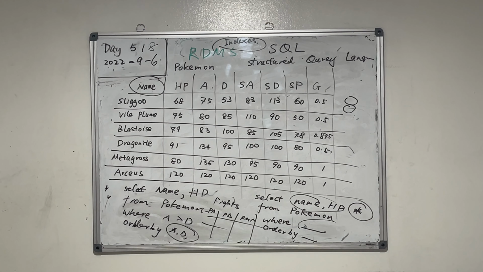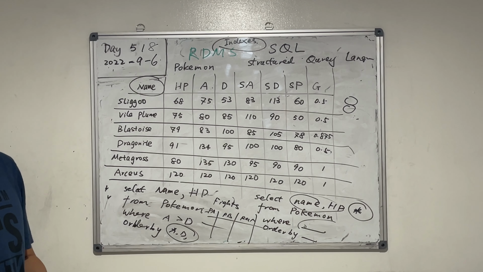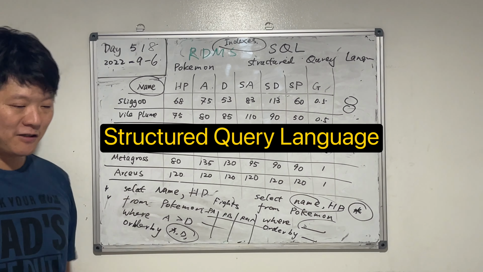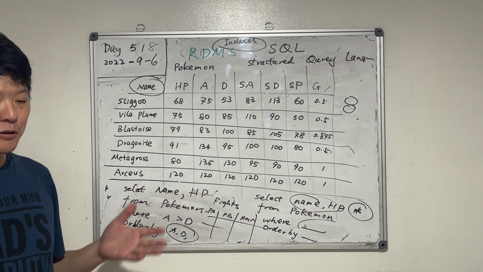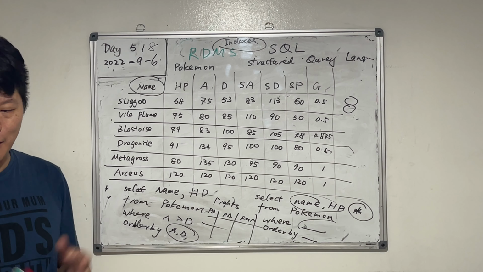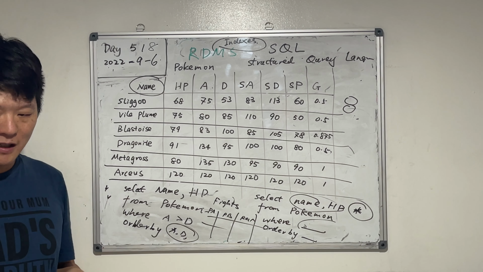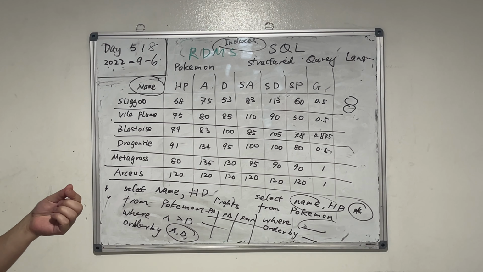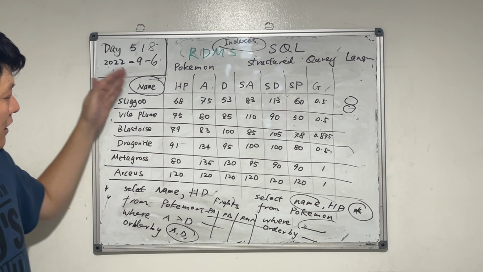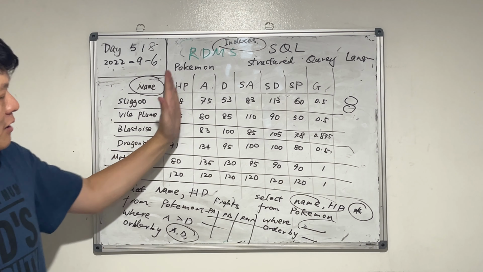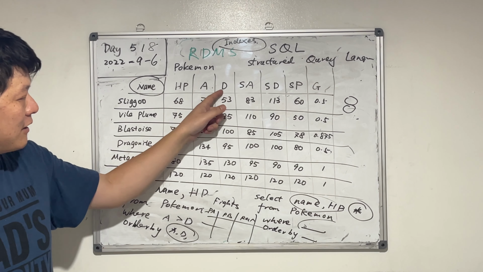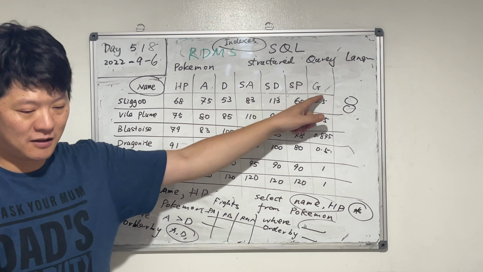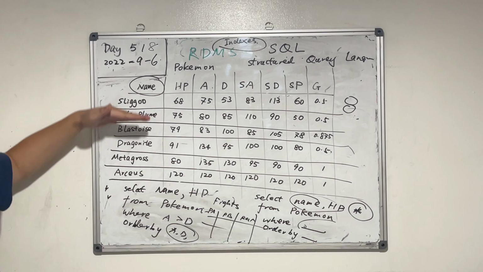Yeah. What have we learned in the last lessons? SQL. What's SQL? Structured Query Language. So basically it's a programming language that we use to interact with databases. Databases organize data, remember? In a relational database, we use tables, right? The columns, the rows. The columns are metadata, attributes: hit point, attack, defense, special attack, special defense, speed, gender, and each row is a Pokemon, right?